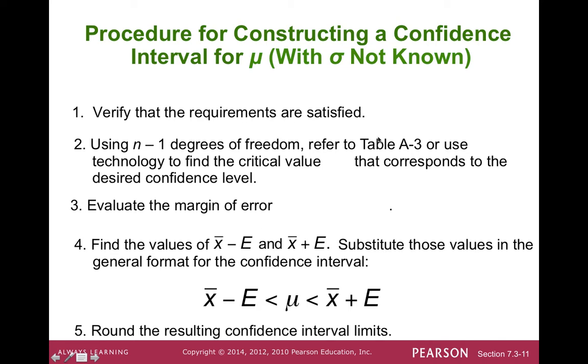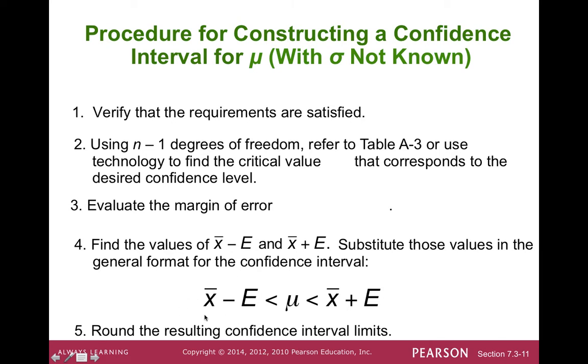You're going to verify that all the requirements are satisfied, and then we're going to use n-1 degrees of freedom. There's a table in your book that can be used to find those corresponding critical values. Just like before we were using a z-score table, in this section you're going to use table A3, which you can find in the multimedia text. We're then going to calculate a margin of error, and then construct our confidence interval, which is going to be our mean minus our margin of error, and our mean plus our margin of error. When you put those together, it creates the confidence interval.